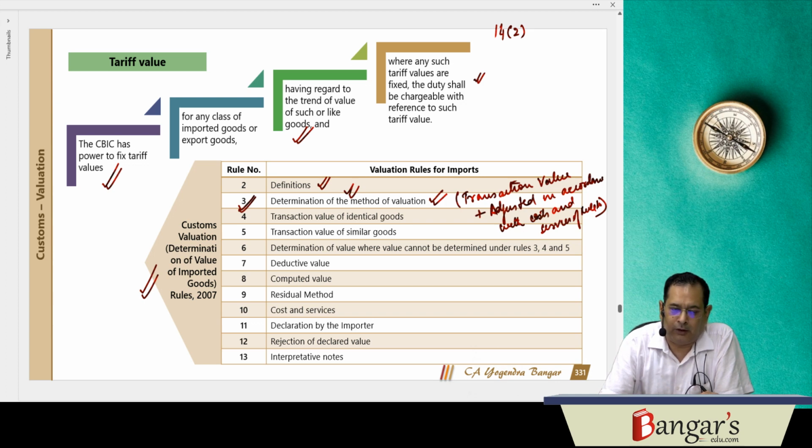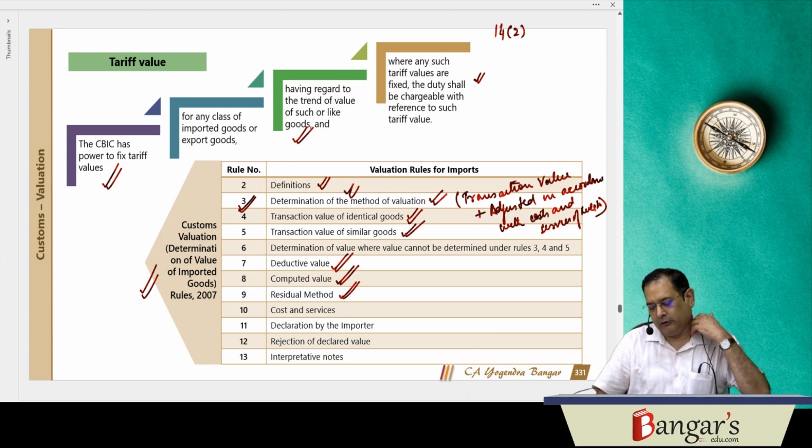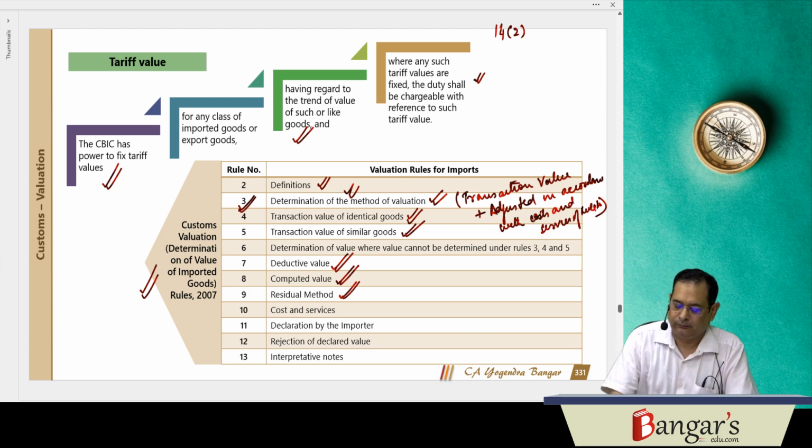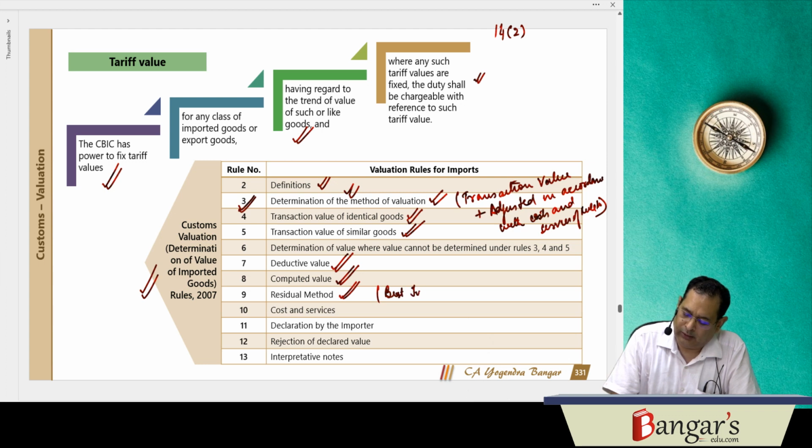In case the value cannot be determined as per the provisions of Rule 3, then the value will be determined proceeding sequentially from Rule 4 to Rule 9, that is the transaction value of identical goods, transaction value of similar goods, then deductive value, then computed value, and then the residual method. That is the best judgment method. We will be discussing each and every one.